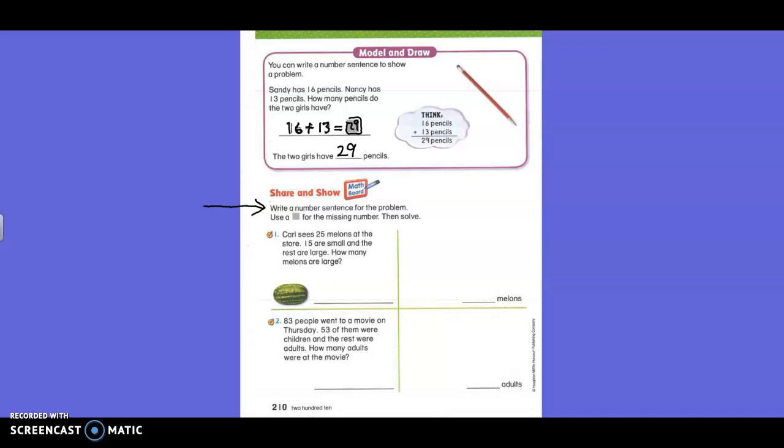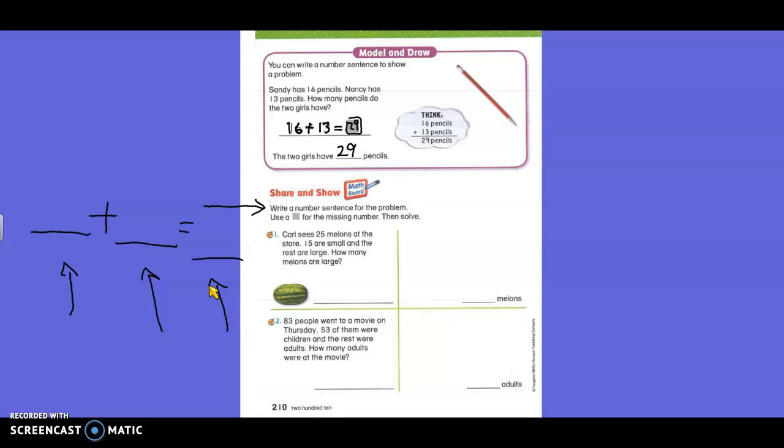So what does that tell you? Where's the 25 going to go? Is it going to go as the added number, or the answer for the sum? If that's the total, that's all the ones that he sees, and he's not going to see any more than that. What does that mean, Grayson?